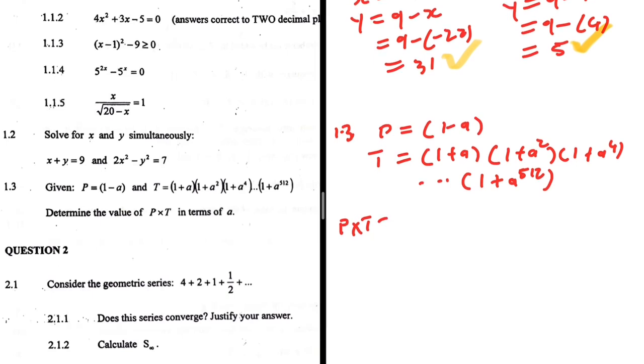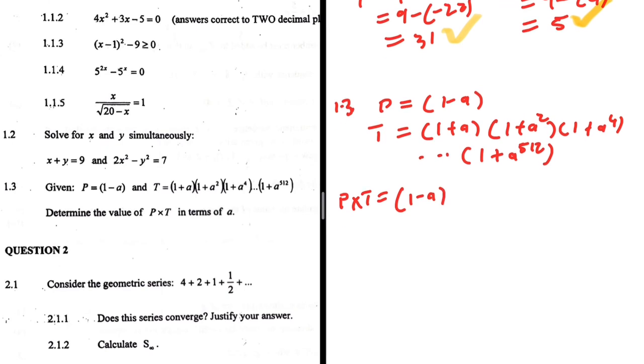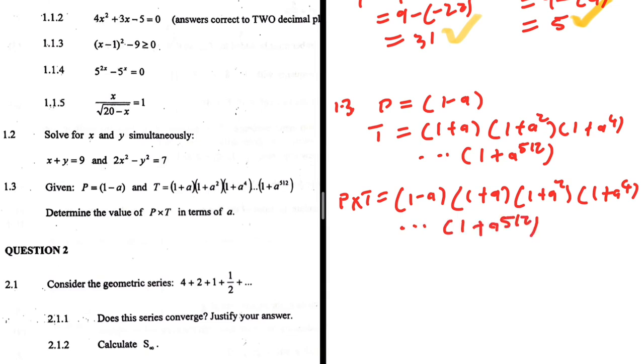Right, so what is p? P is 1 minus a. What is t? T is 1 plus a multiplied by 1 plus a squared multiplied by 1 plus a to the 4, up until 1 plus a to the 512. Multiplication is commutative, so we don't care about the order really. So let's take a look at this. What is 1 minus a multiplied by 1 plus a? That is the difference of two squares. So that will give us 1 minus a squared. So now this boils down to 1 minus a squared.